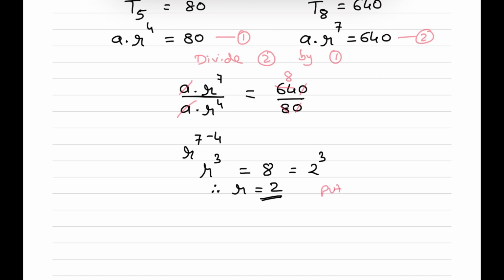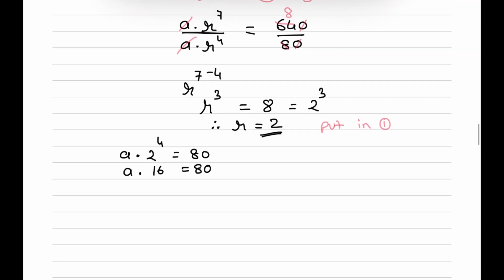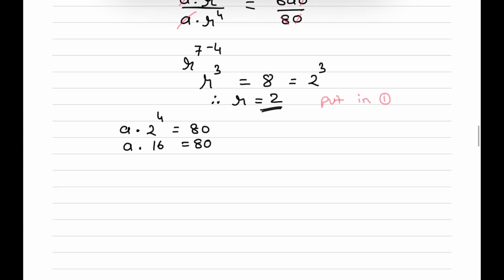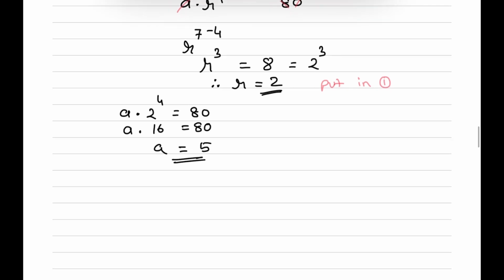So putting in equation 1, we get a times 2 raised to 4 equals 80, which is a times 16 equals 80. So a times 16 equals 80 means a equals 80 divided by 16, which is 5. So we got the first term for this geometric progression 5, and the common ratio is 2.